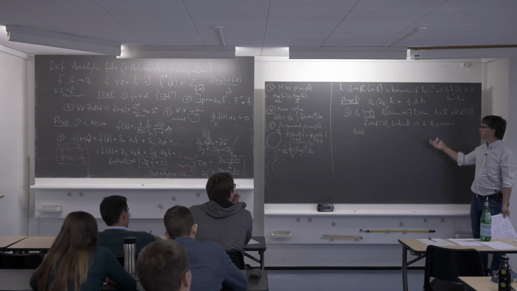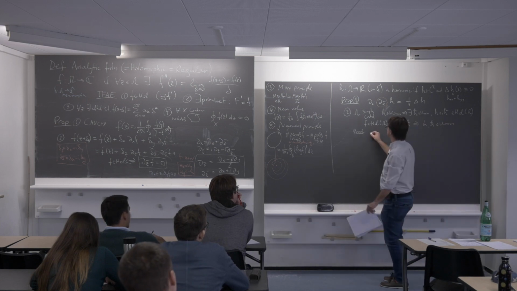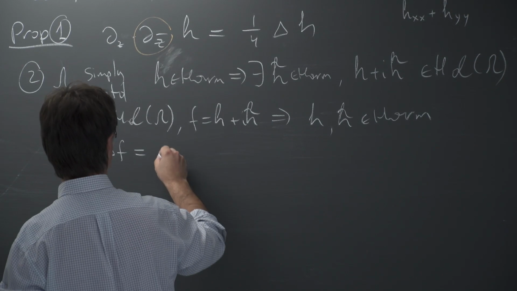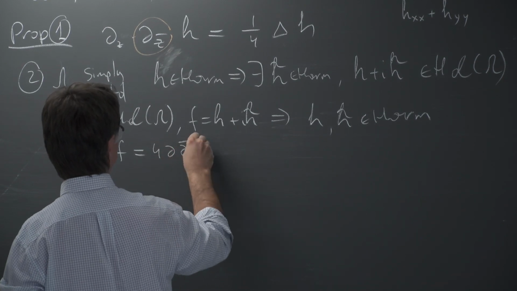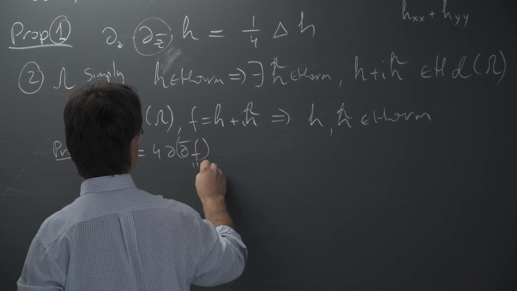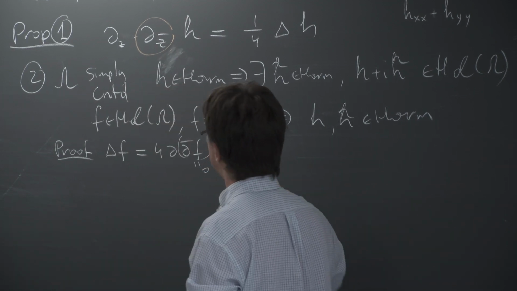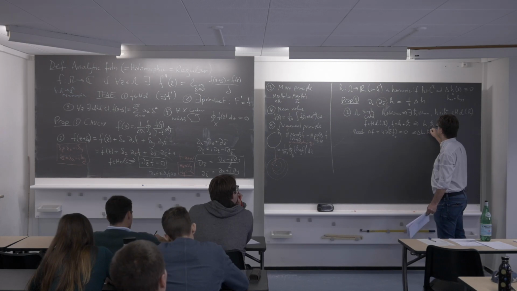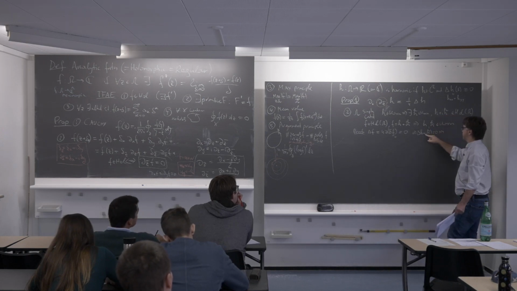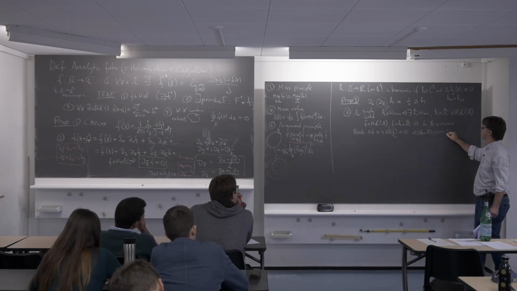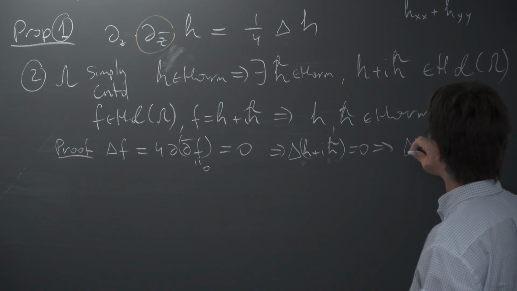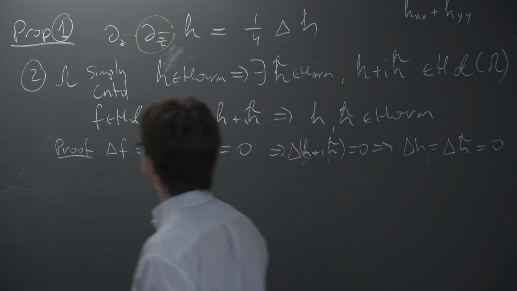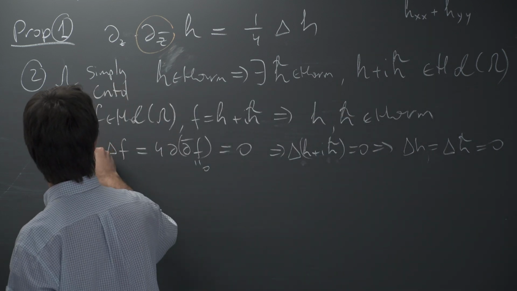So the proof, the second one is very easy because delta F is equal to 4 d F d bar F. d bar F is 0, so it's 0, which means that delta H plus i H tilde is 0, which means that they split into real part and imaginary part, and that's it. So that's the second part of the proof.